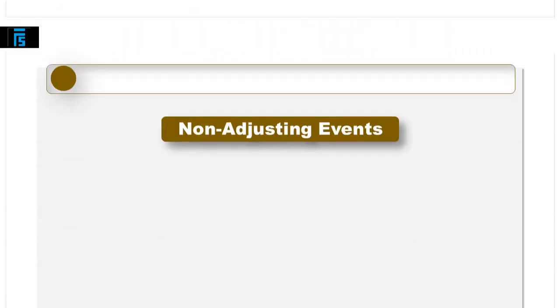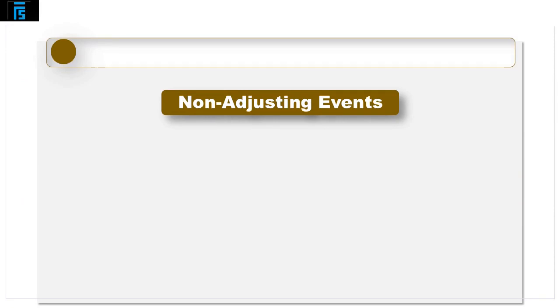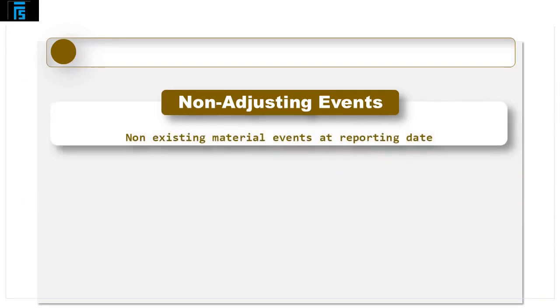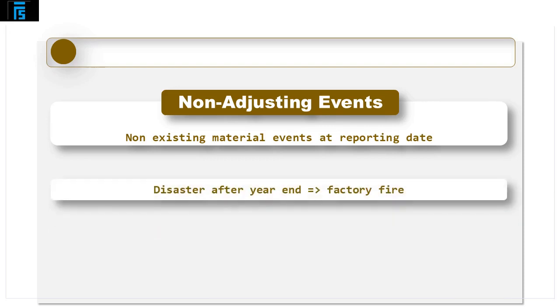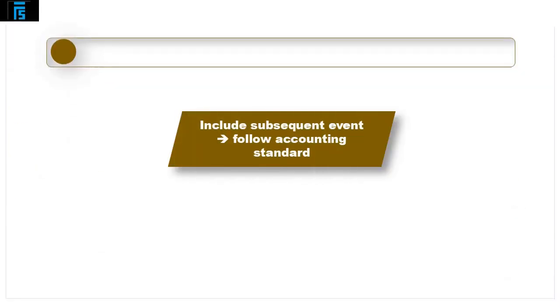financial statements. The definition of non-adjusting events are material events where the conditions did not exist at the reporting date, but arose after. They are material enough to feel necessary to inform the users, and so should be disclosed in the financial statements. An example could be a disaster after the year end, like a factory fire. This event would impact on future productivity, and so would be misleading not to inform the users of the financial statements. A disclosure note explaining the event and its impact would be required. The entity should include any subsequent events as per the accounting standard treatment.